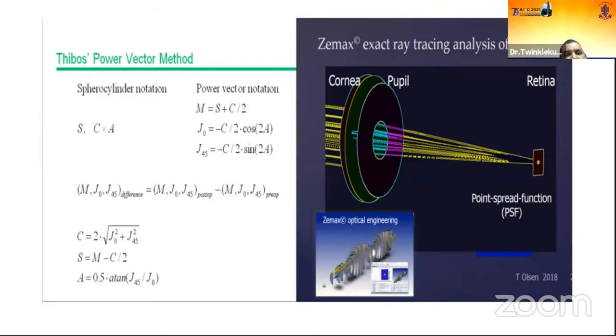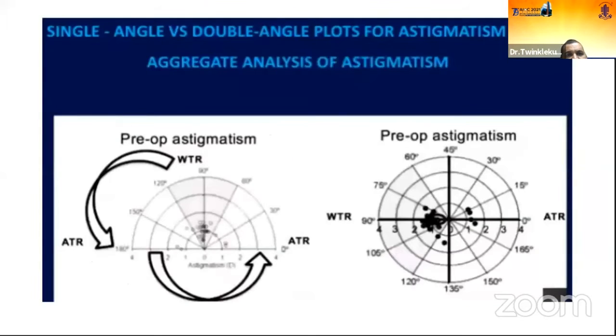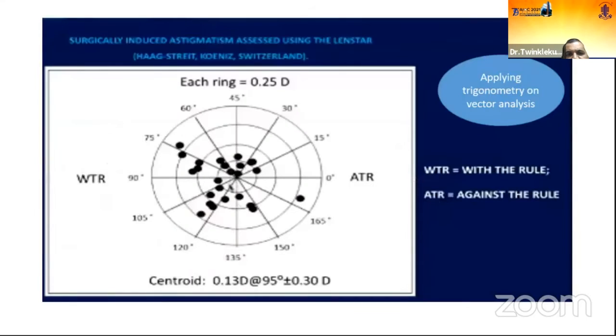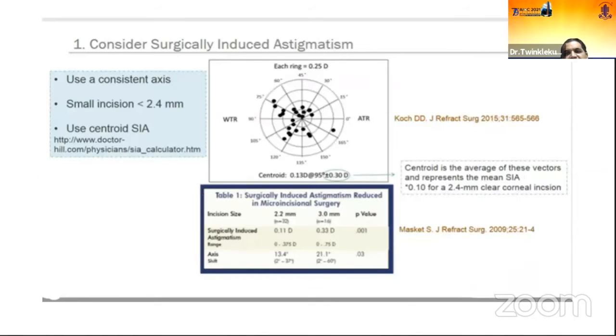Why do we need a centroid value? Because of our better understanding of this vector system, and because we have a very good eye tracer system where we analyze the cornea, front surface, back surface, power, and the magnitude and axis, everything can be very well calculated. So we come to know how the effect of the surgery is lasting on the cornea. What we were doing for the SIA calculation was the single angle plot. Now it has shifted toward the double angle plot. In the double angle plot, you put all your data, and now you can apply trigonometric vector analysis on that, and this will give us results about the centroid value.